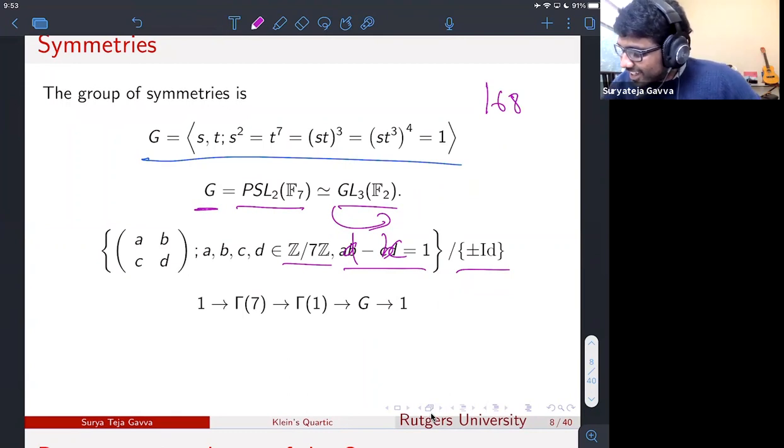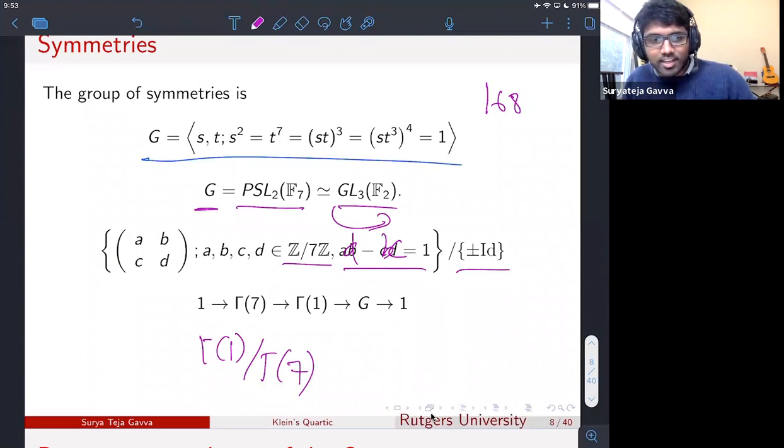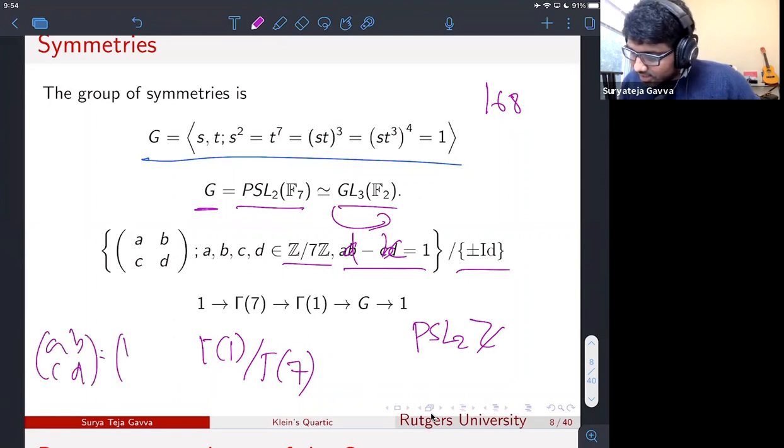So that's the presentation of the group, and you can see that PSL2(F7) can also be seen as a quotient of Gamma 1 modulo this group Gamma 7. So we have seen these groups. Gamma 1 is PSL2(Z), and Gamma 7 is the subset of elements which are identity mod 7. So ABCD is just identity mod 7. If you quotient out from SL2(Z) such matrices, you're left with this group PSL2(F7). So this already tells you that there's a relation to the modular curve, but we'll come back to it later.